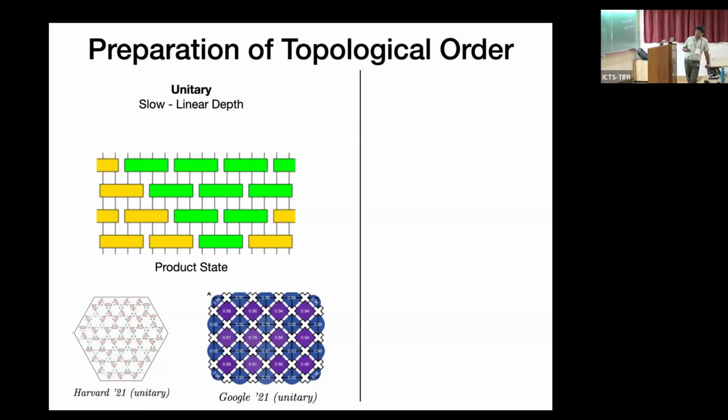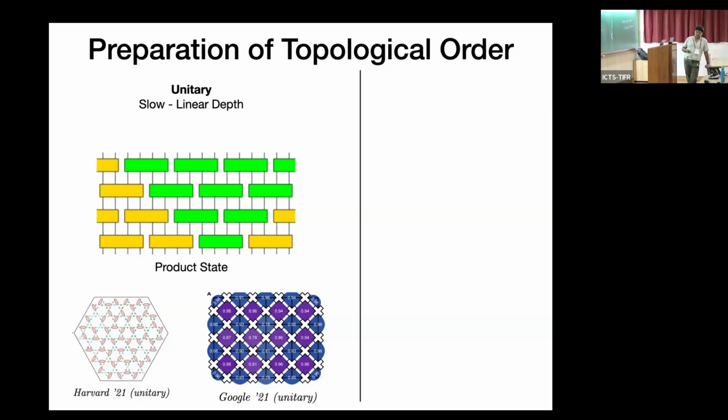So let's say we want to prepare topological order. It's easy to show that if you're doing just unitary circuits, if you start at a product state and do a unitary circuit to get to the toric code, or it turns out any topological order, you need a linear depth circuit. And people have actually done this experiment using unitary circuits to create this toric code. You can see the numbers over here tell you the value of the stabilizer, the product of sigma x or the product of sigma z. If they were exactly 1, it means you got perfect preparation. They're slightly below 1, but they're close. This was the Google experiment.